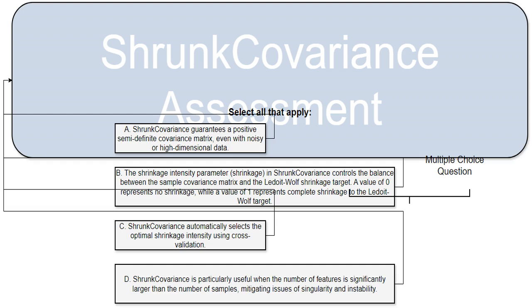This section introduces the core problem: assessing the ShrunkCovariance method in Scikit-learn, a Python library for machine learning. We're evaluating its ability to handle financial time series data, which often has high dimensionality, many variables, and noise. The goal is to determine whether ShrunkCovariance provides a reliable estimate of the covariance matrix under these conditions.